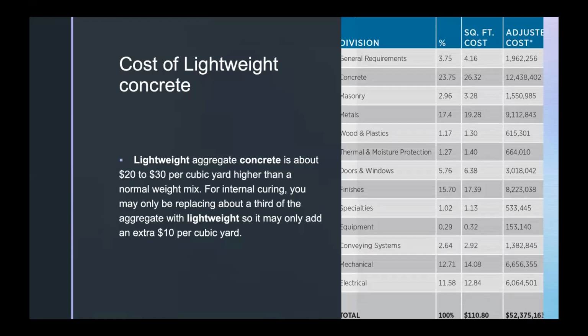I found that the cost was about $20 to $30 per cubic yard. It's a little higher than a normal weight mix. I found this one picture showing some of the similar costs, but all this other one is just kind of extra. I just wanted to show these, but these are some of the other ones with the square feet cost compared to this one that I found.